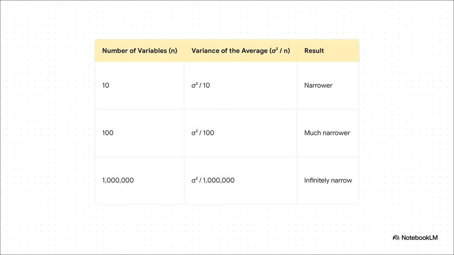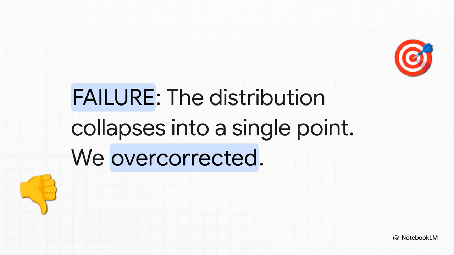The variance of the average is the original variance divided by n. So as n gets huge, the variance shrinks down towards 0. Our distribution just gets squeezed tighter and tighter into an infinitely narrow spike. And another failure. We went from a distribution that flattens into nothing to one that collapses into a single point. We've totally overcorrected. Our beautiful bell shape has been completely crushed. We need something in between.